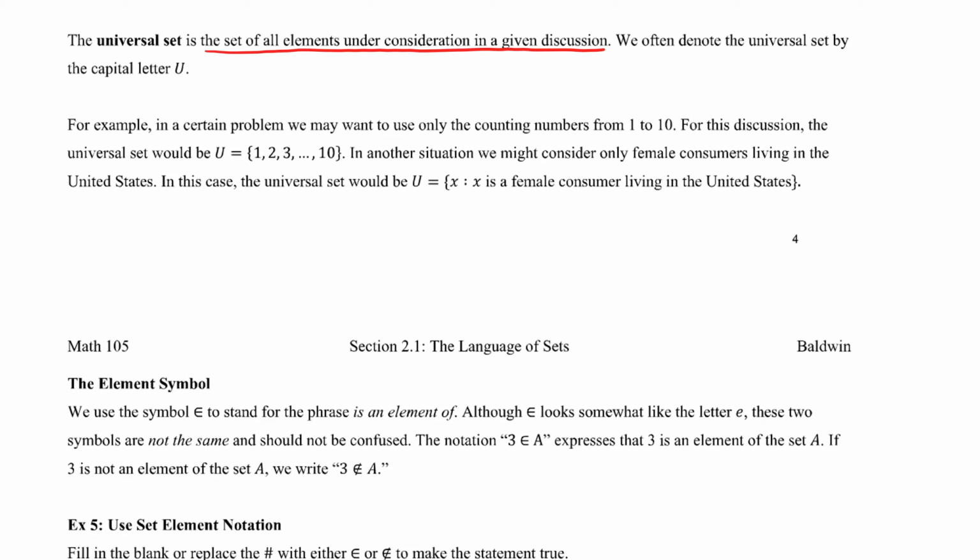So let's say that we are working a problem where we're only focused on the counting numbers from 1 to 10. In that conversation, in that scenario, the universal set is the set that contains all of those counting numbers, 1, 2, 3, 4, 5, 6, 7, 8, 9, and 10. Now, we could also think about if our focus is on female consumers living in the United States, then the universal set would be the set of X, where X is a female consumer living in the United States, because it's everything in that particular set.